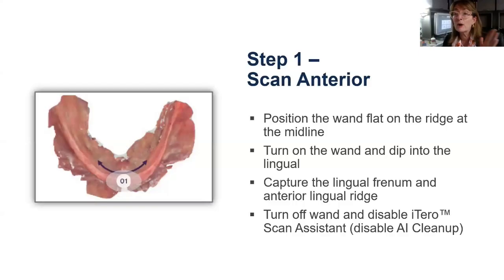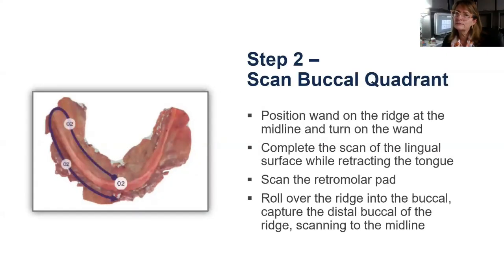So this is part of your handouts as well. Three different handouts were sent to you, I believe yesterday, if not first thing this morning. On the mandibular arch, you want to position the wand flat to the midline, and then dip in lingually, capturing all of the lingual data. It's similar, still occlusal, lingual, buccal, but we're separating it into two separate quadrants now.